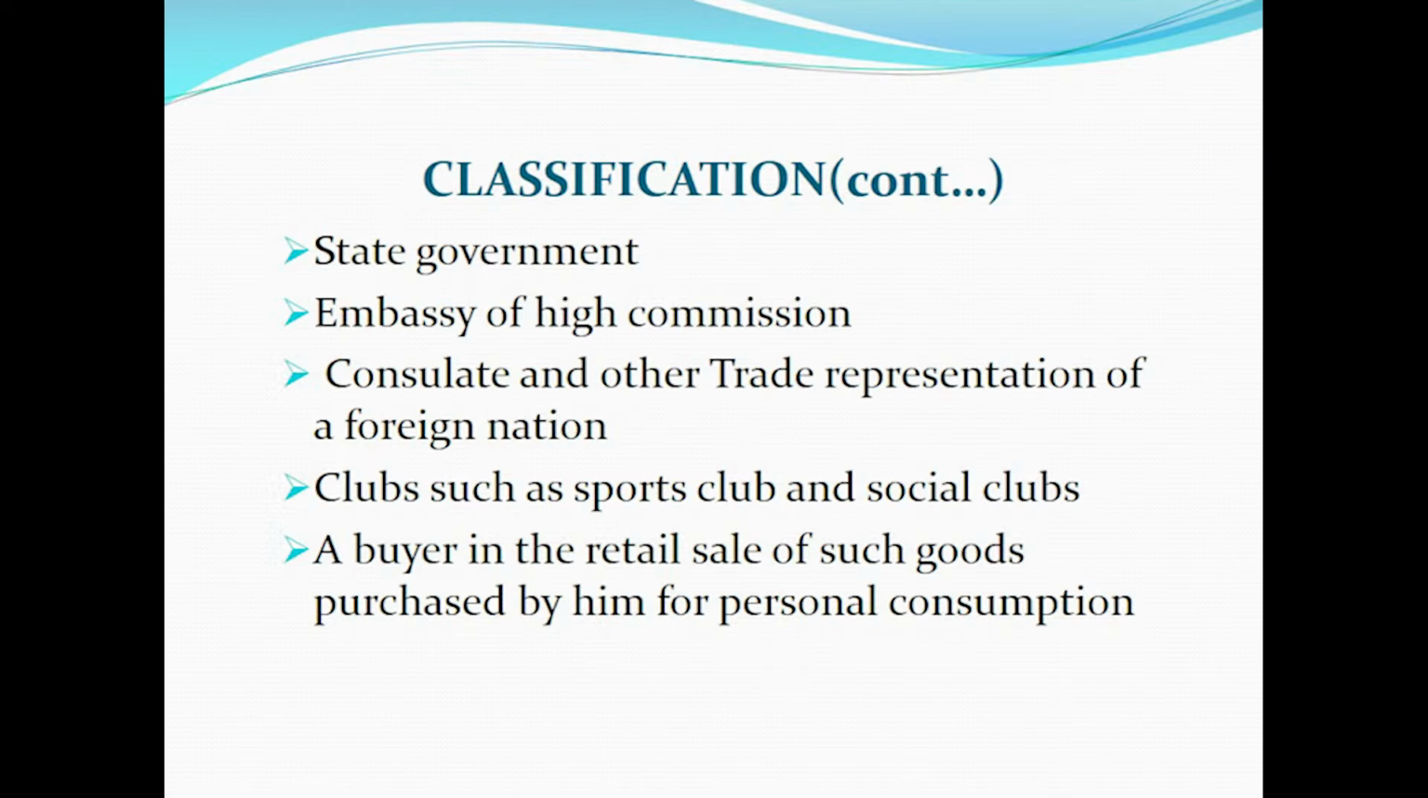Continuing the classification here, so it can be state government. So, there are certain buyers which cannot be included here, that is public sector company, central government, state government, embassy or high commission, consulate and other trade representation of a foreign nation, clubs such as sports clubs and social clubs, and a buyer in the retail sale of such goods purchased by him for personal consumption. So, these are the gist of the classification of the seller and the buyer for TCS.